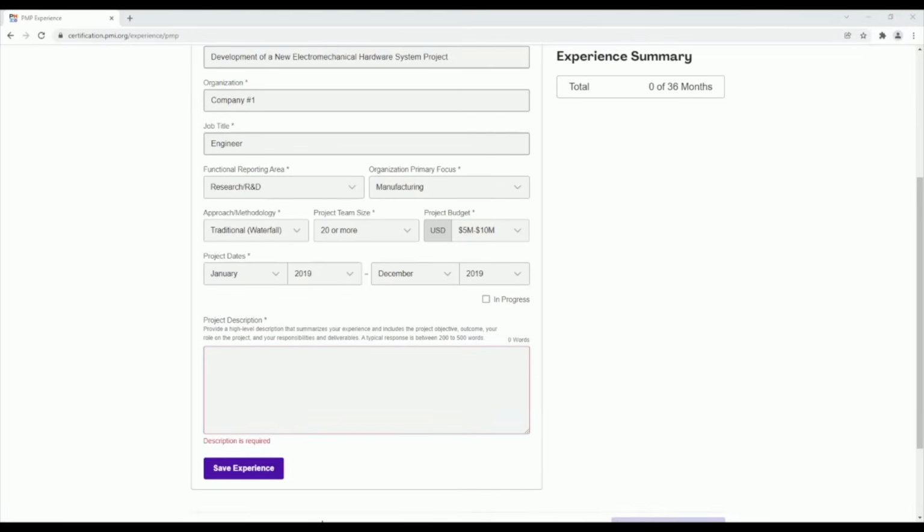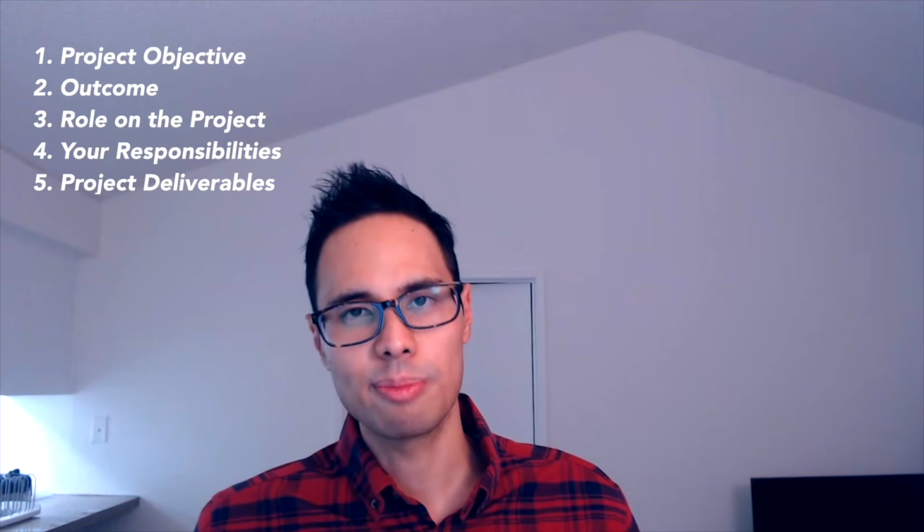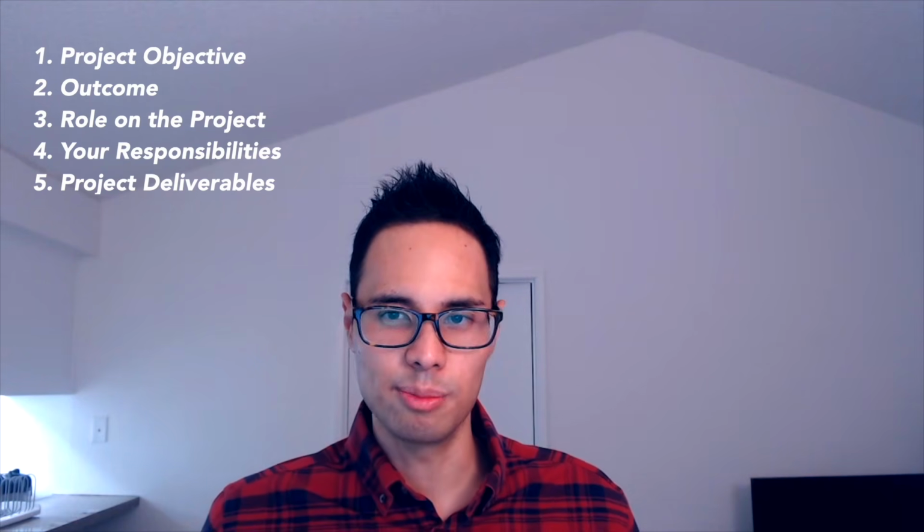And lastly, for our project description, this is where you provide a mini paragraph that lists your experience on the project. Make sure you follow explicitly what PMI is requesting you to include: the project objective, the outcome, your role on the project, your responsibilities, and your deliverables.